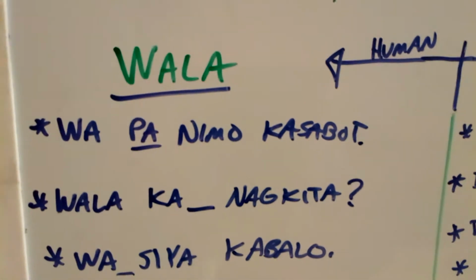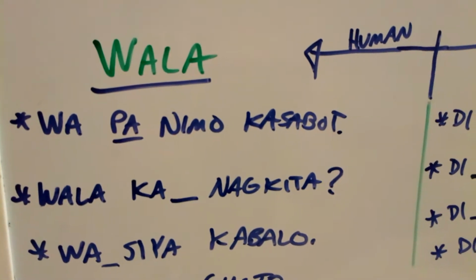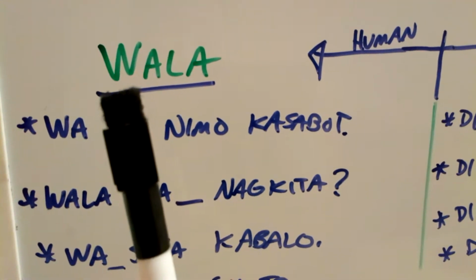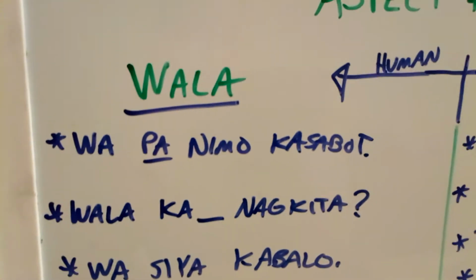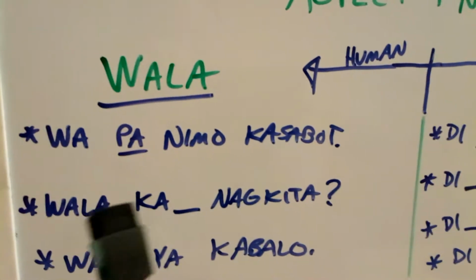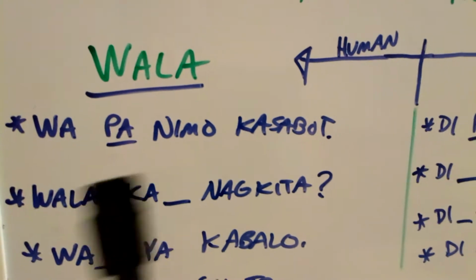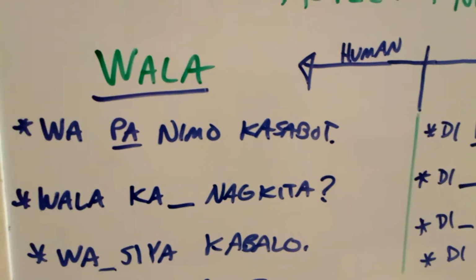The first sentence I have is wa pa nimo kasabot. Without looking at the pa, right, we have wa nimo kasabot, and that means you don't understand. If we add pa there, and we're talking in the past, pa makes this you don't understand into you still don't understand, right?